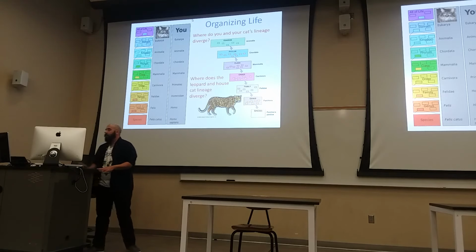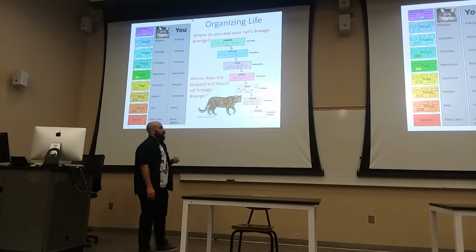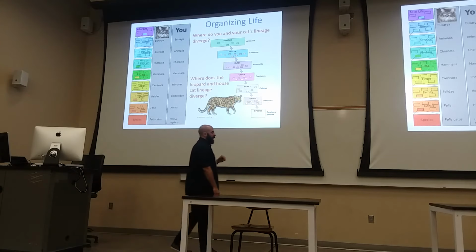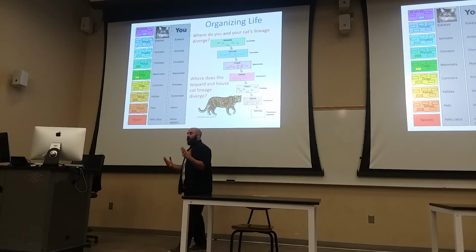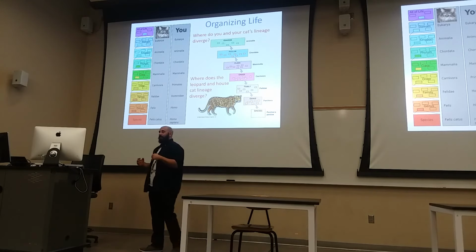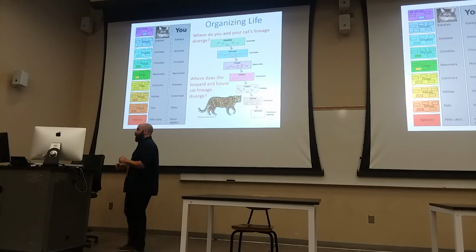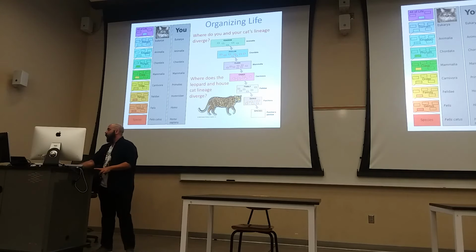Use that information to answer the question: where do the leopard and house cat lineages diverge? Of course we're pretty confident that they're going to be more related than you are to your cat. All right, so they're in the same class, order, family. It's at the genus level that they diverge. So Panthera, we have Panthera pardus. Questions? Feel good about that? Okay.